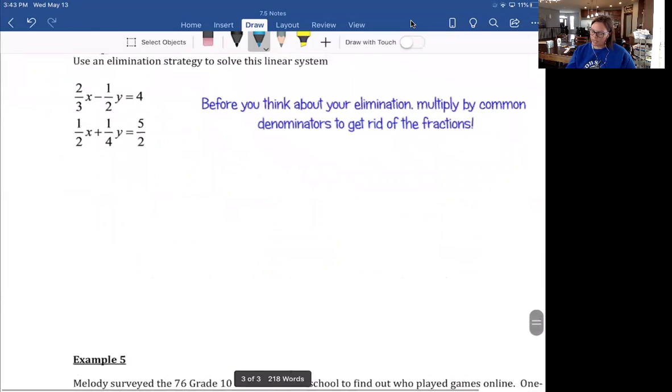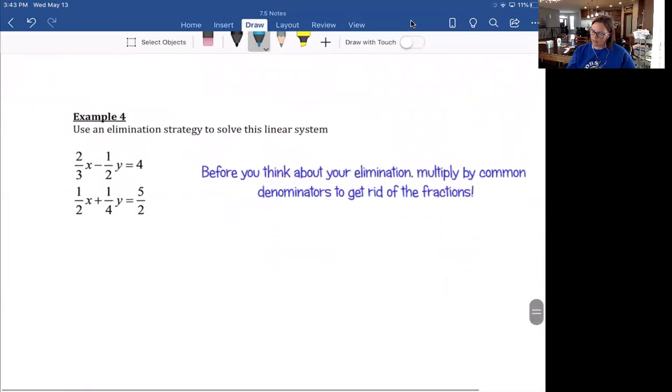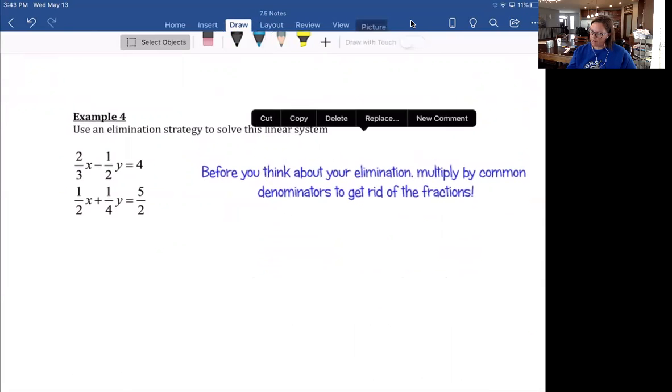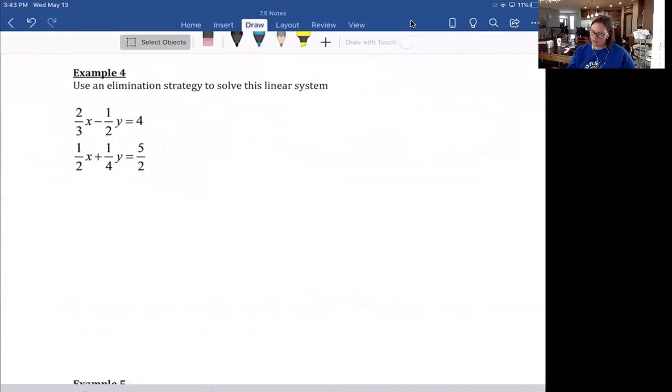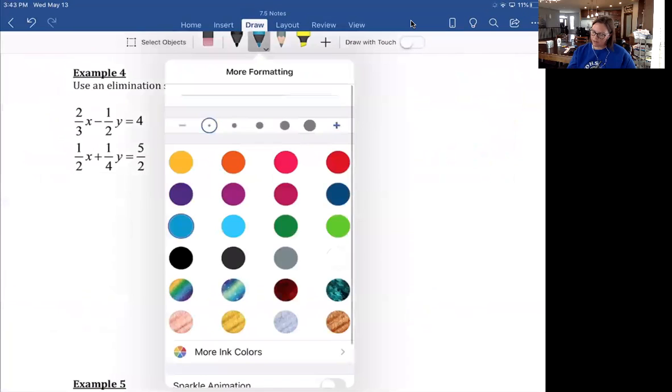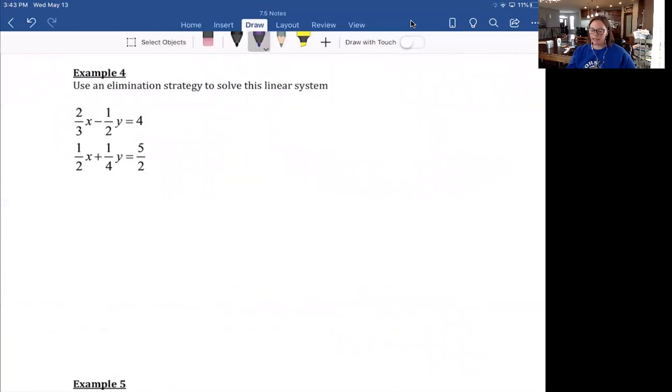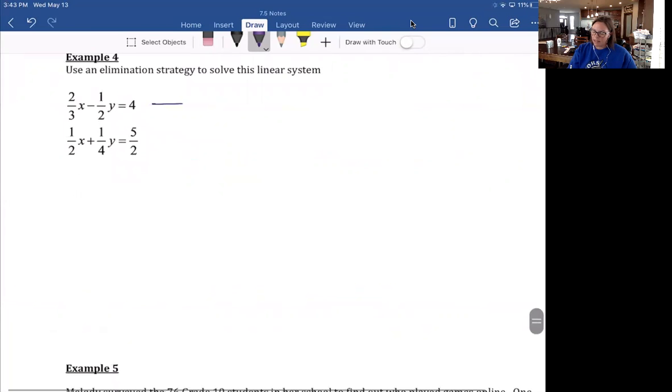Alrighty, so here is one with fractions. I'm just going to delete that. We're going to do this using our fractions. So use an elimination strategy to solve this linear system. Actually, maybe I shouldn't have deleted that box. The easiest way to do this, you're going to end up with fraction answers in the end.